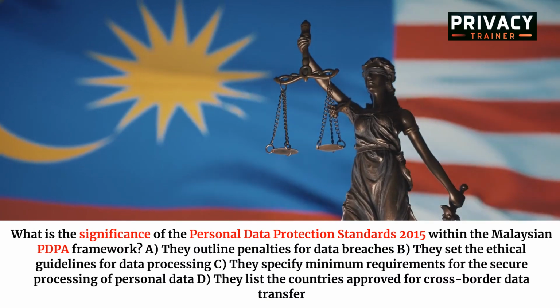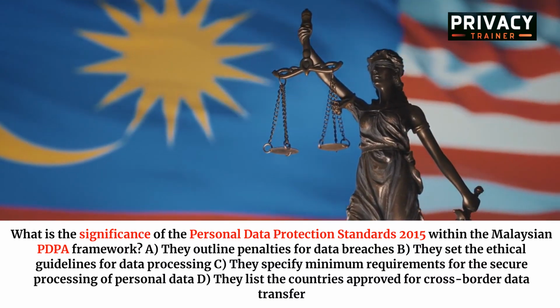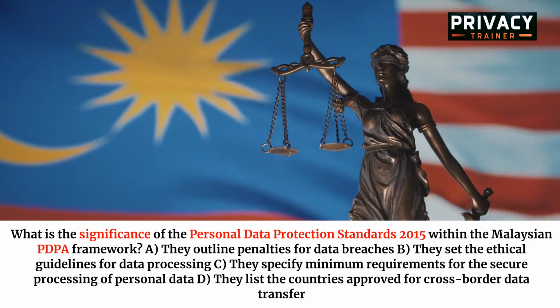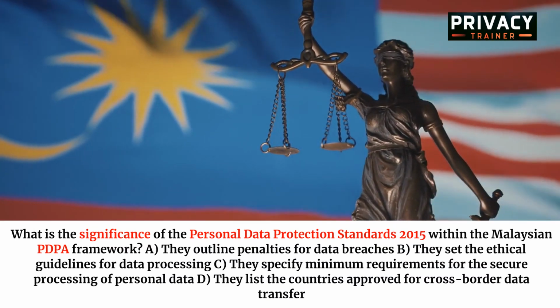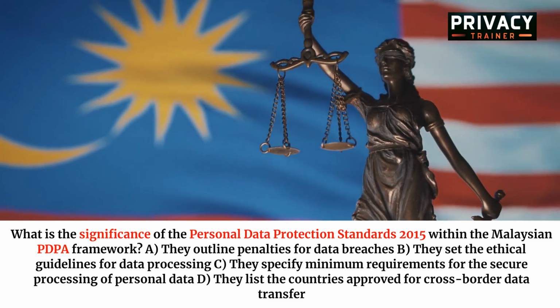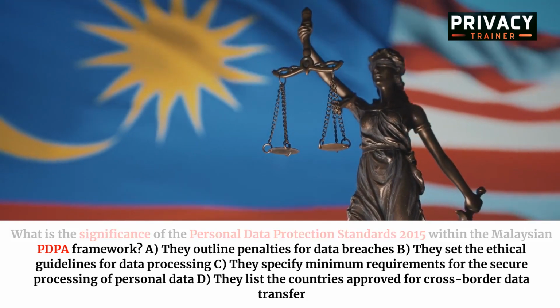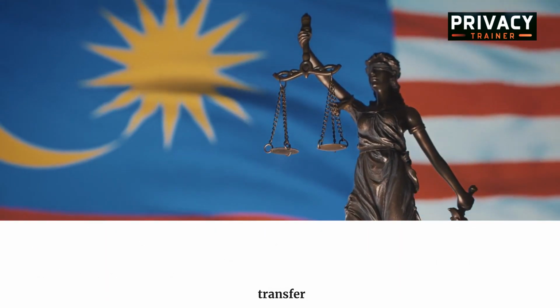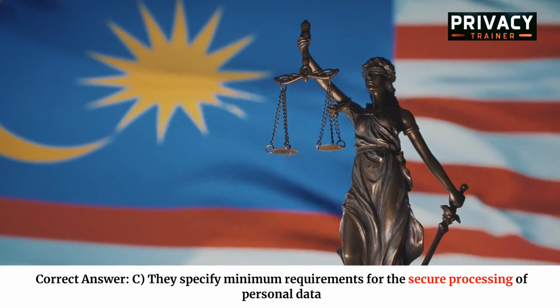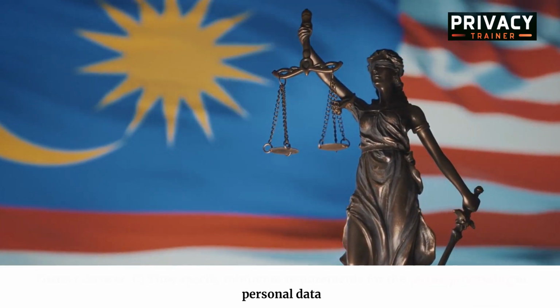What is the significance of the Personal Data Protection Standards 2015 within the Malaysian PDPA framework? A. They outline penalties for data breaches. B. They set the ethical guidelines for data processing. C. They specify minimum requirements for the secure processing of personal data. D. They list the countries approved for cross-border data transfer. Correct answer: C. They specify minimum requirements for the secure processing of personal data.